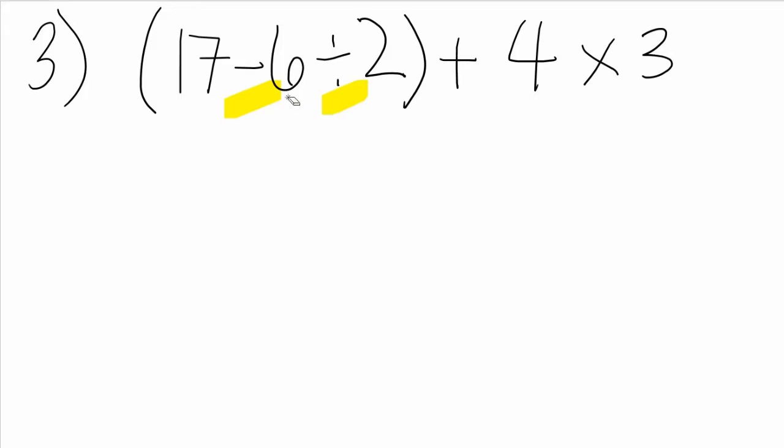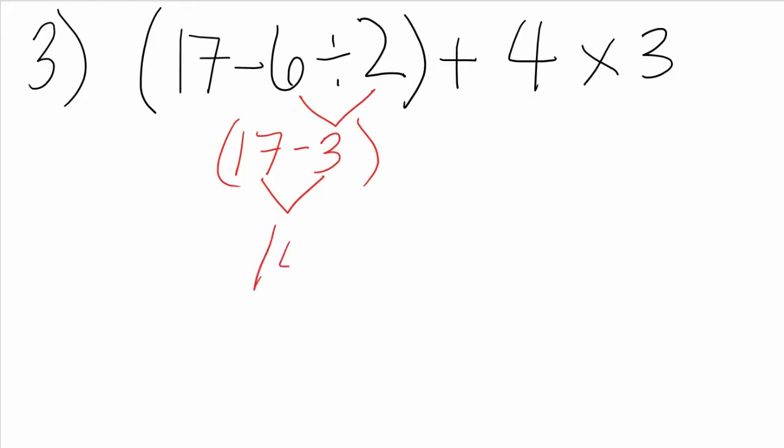So, we will solve first 6 divided by 2. 6 divided by 2 is 3. So, we will be left with 17 minus 3 in a parenthesis. And then, 17 minus 3, pag sinolve natin ang 17 minus 3, ang makukuha natin ay 14. So, wala na tayong parenthesis kasi nasolve na natin yung part na to. And then, we can copy 14 plus 4 times 3.